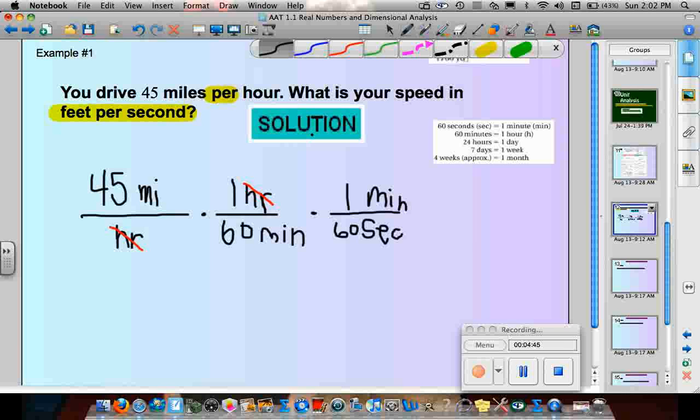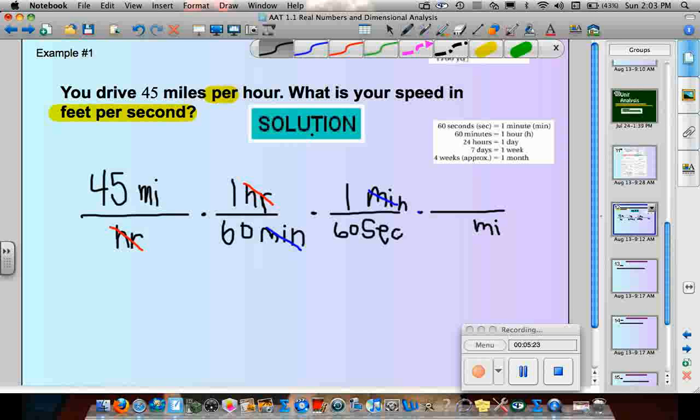What I did now was I just got rid of the minutes. If you look straight across, my numerator is miles. My answer, if I multiplied all this out, would be a fraction with miles in the numerator and seconds in the denominator. So this is miles per second. I don't want miles per second. I want feet per second. So I need to get rid of the miles this time. Miles is in the numerator. For me to cancel it, I need it in the denominator.